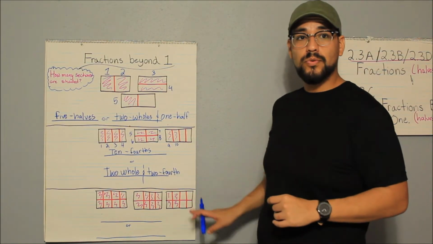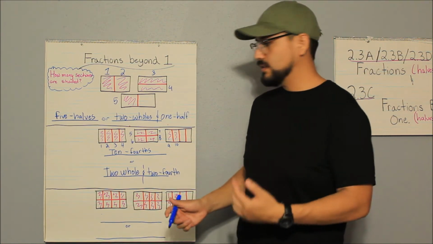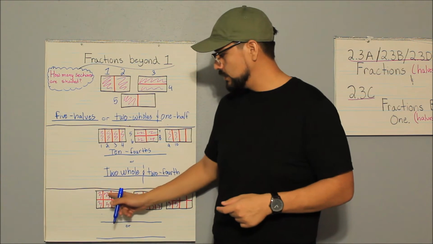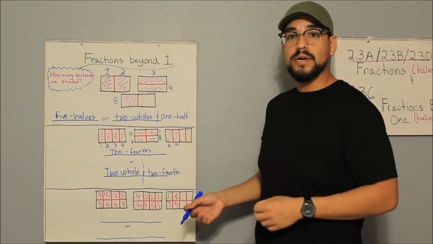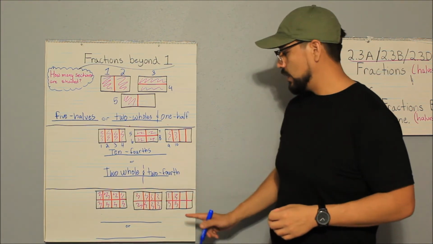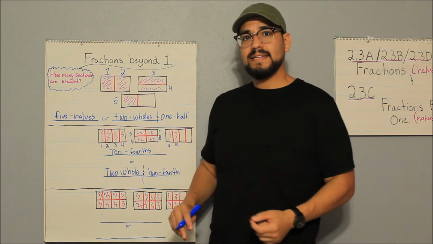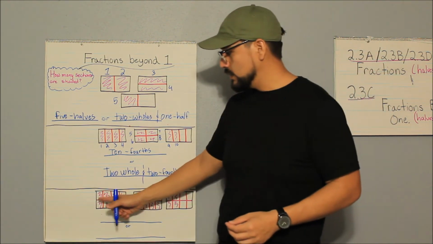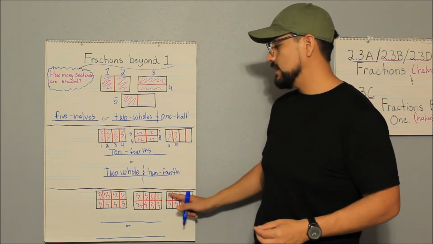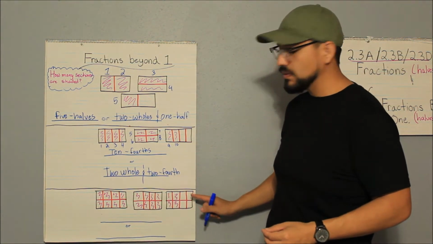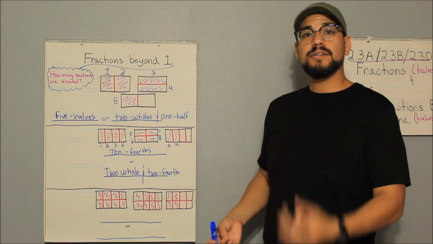Let's take a look at the last one. 1, 2, 3. I have 3 rectangles. Each rectangle has been partitioned into, let's count them, 1, 2, 3, 4, 5, 6, 7, 8. They are 8 equal parts. Again, there are different ways to represent eighths. This is just one way that I chose to do it. Well, let's count how many eighths we have all together. 1, 2, 3, up to 24. I have 24 eighths in total, but how many are shaded in?